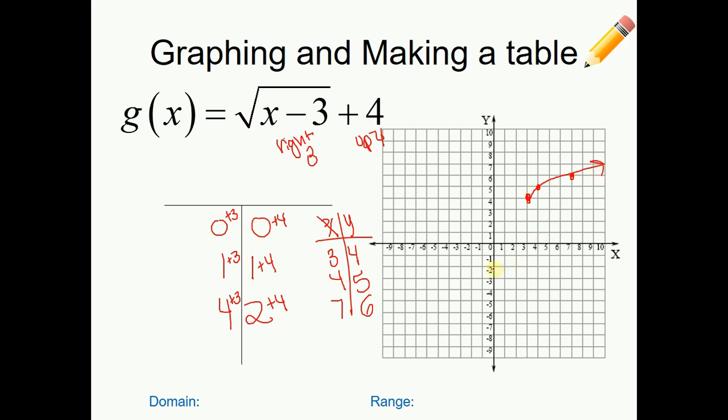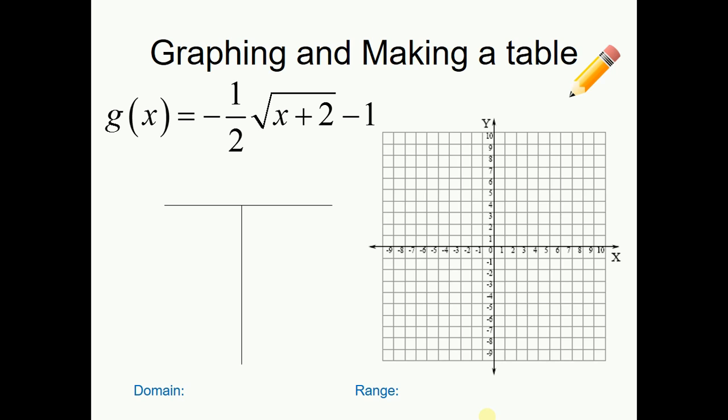There we go. So that is my square root graph here. Now notice, guys, my domain doesn't have any x values after 3. So my domain would be from 3 to infinity. My range, however, would be from 4 to infinity. There we go. Let's try another one.